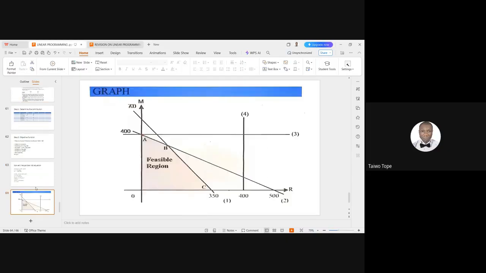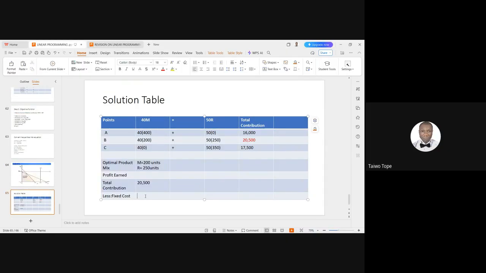So fixed cost is 10,000 plus 7,000. Let me write it. Somebody might ask, how did we get 17,000? 10,000 plus 7,000 is in the question when you read. So when you add both, it gives you 17,000. So 20,500 less 17,000, you're going to have 3,500. So this 3,500 is your profit.